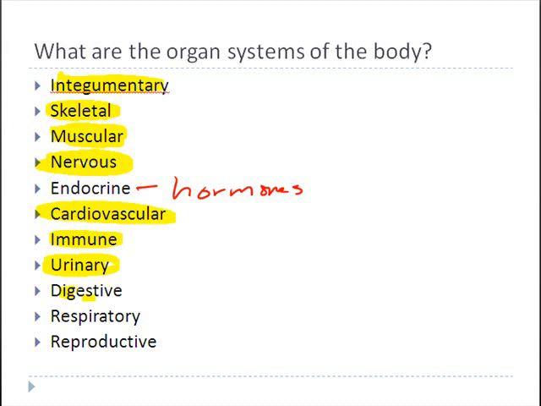The digestive system, of course, is the mechanism or organ system by which we are able to acquire nutrients from the food we ingest.